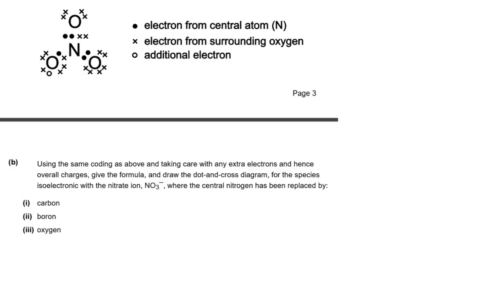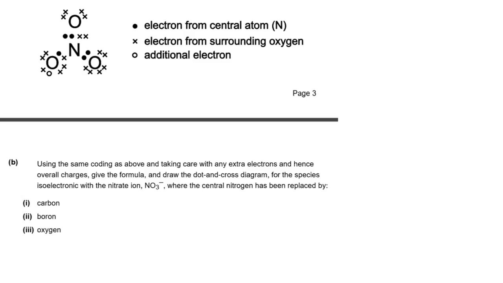On to part B now, where we need to draw the dot and cross diagrams of a number of species that are isoelectronic with the nitrate ion NO3-. We were told what isoelectronic means in the question, so hopefully you are happy with that. We also need to give the formula, so let's not forget to answer all parts of the question as before. It asks for the formula as well as the dot and cross diagrams. So in fact, let's start with the formula, because I think that's a bit easier, and it'll help us answer the dot and cross diagram part as well.